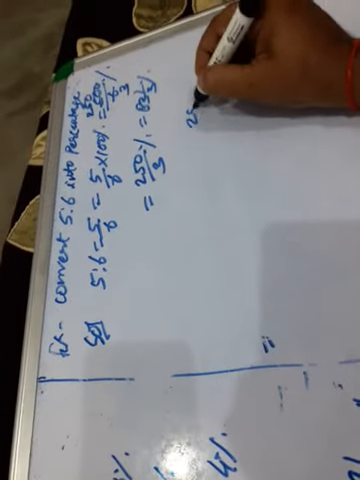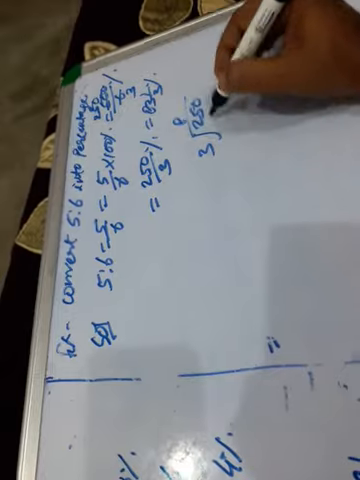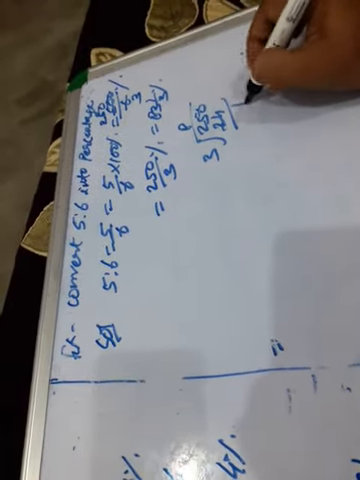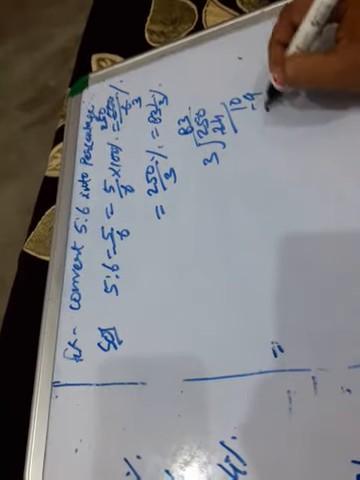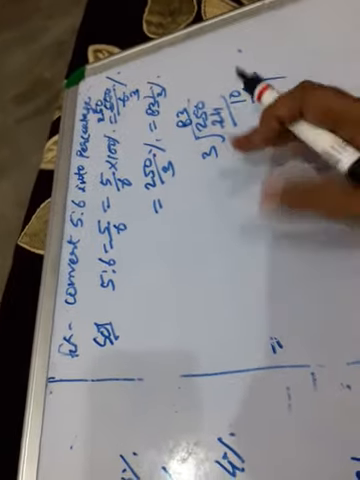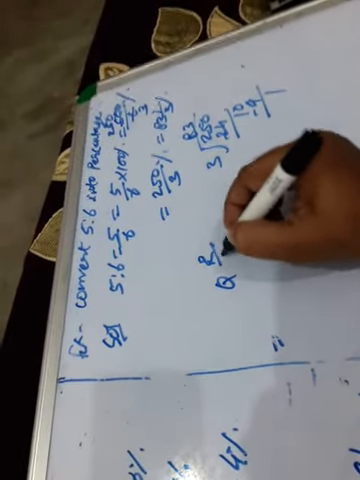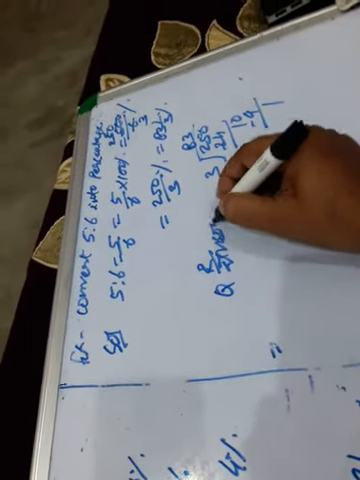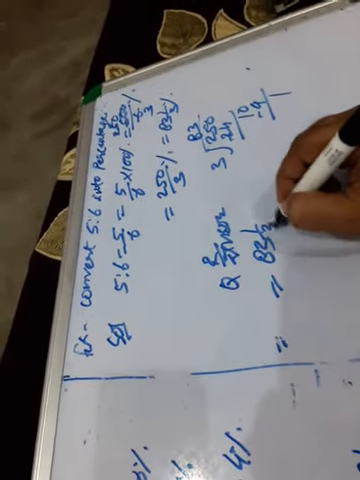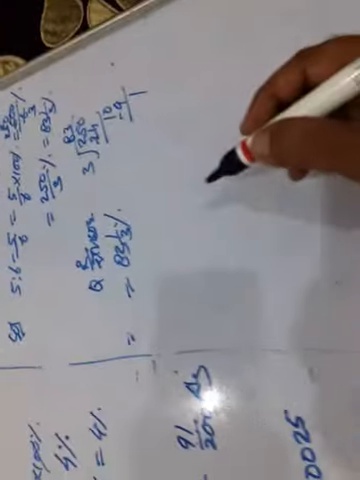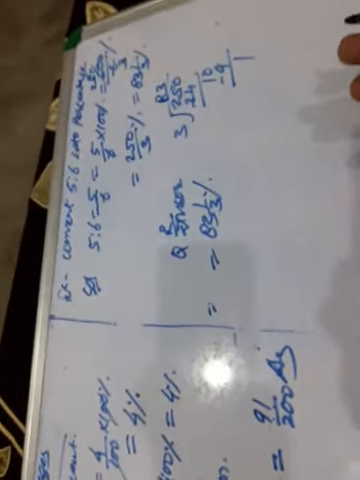So how? Divide 250 by 3. 3 8s are 24 and 5, bring down the 0, then 3 3s are 9, and the remainder is 1. What is the structure of a mixed number or mixed fraction? Quotient and remainder upon divisor. This is equal to 83 and 1 upon 3%. Okay, children? So this is how you can convert a ratio into percentage.